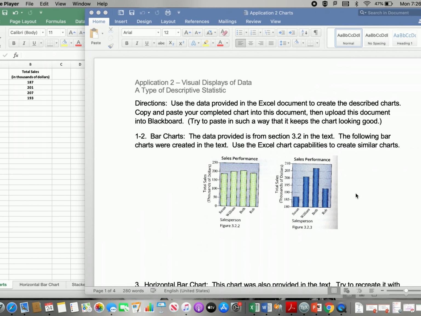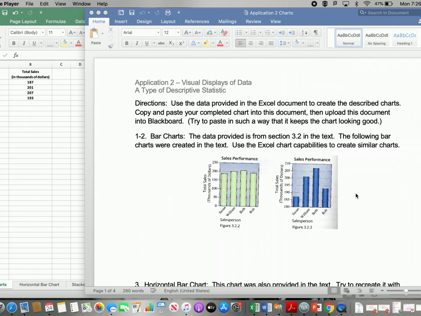So now I quickly want to look at what application 2 will look like. You should be able to go ahead and do this now. You have seen most of the graphs here except for the last one, but that will be introduced in chapter 4. But you can still go ahead and do this right now and it will give you a feel for what's to come. What you're going to be doing is getting some of these graphs in Excel.